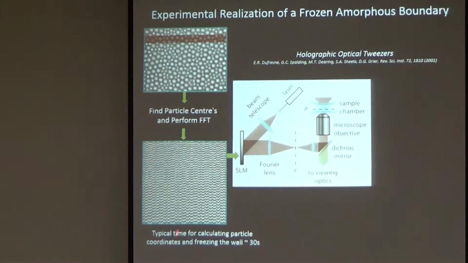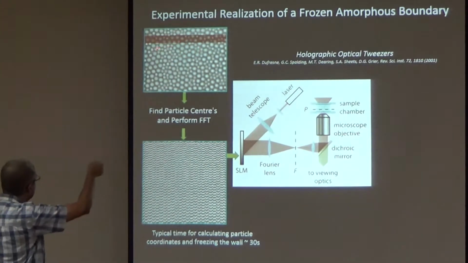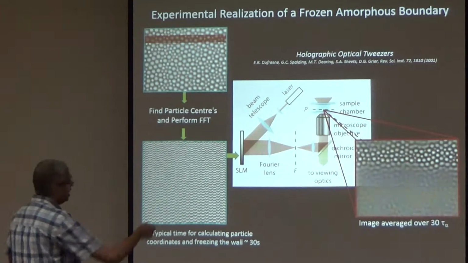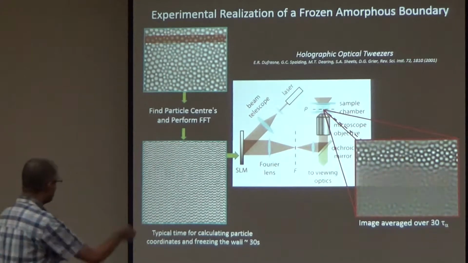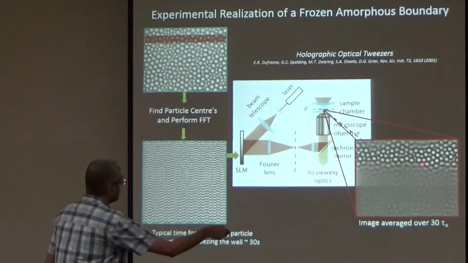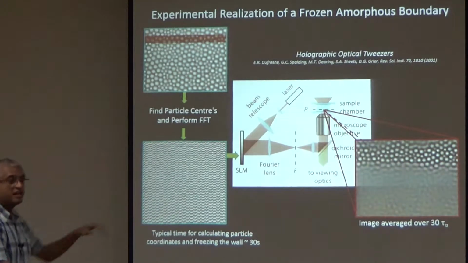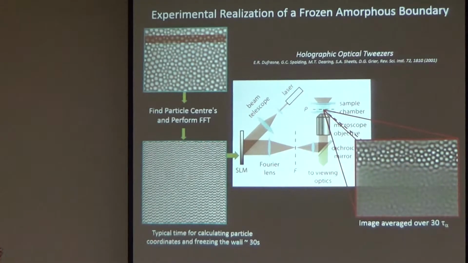The way we freeze the wall is the following. This is a snapshot of what we see in a microscope. These are the particles that we're going to assume form a wall. Then we calculate the Fourier transform of the positions of the particles where we want to form the wall. We feed it into an optical tweezer, which creates a whole bunch of different traps at once. I won't go over the details, I'll be happy to talk about it later. So this is an image in which the rest of the liquid is relaxed, because it's a uniform gray background, except the wall has been frozen. So we can form this wall in an experiment.